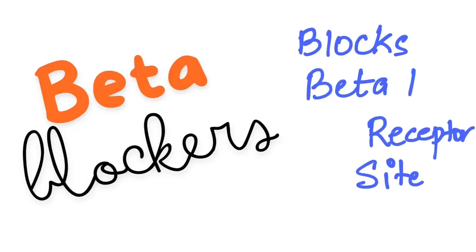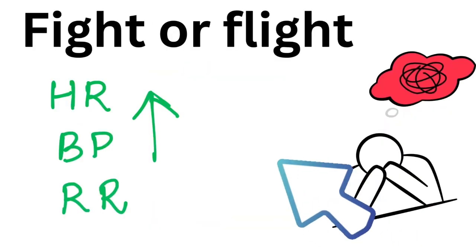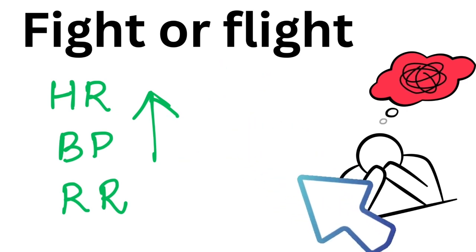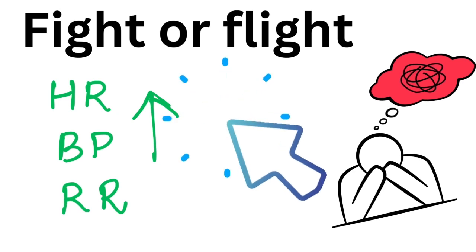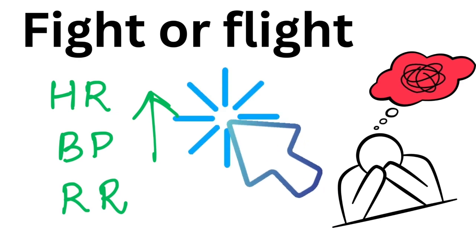Then comes the third category of drugs, which are known as beta blockers. Beta blockers block the beta 1 receptor sites, which are mainly present in the sympathetic nervous system. Why is a beta 1 blocker needed? The sympathetic nervous system is mainly responsible for stress. Sometimes when we are in stress, we are in a fight or flight response. We are not able to make out whether we need to fight or flee, and because of that, our heart rate increases, BP increases, and respiratory rate also increases.